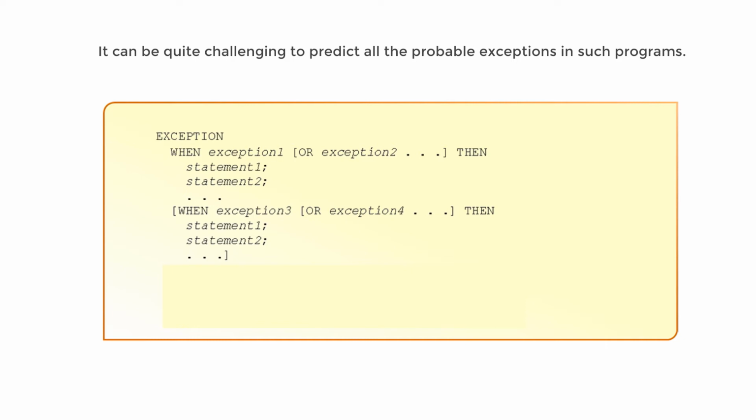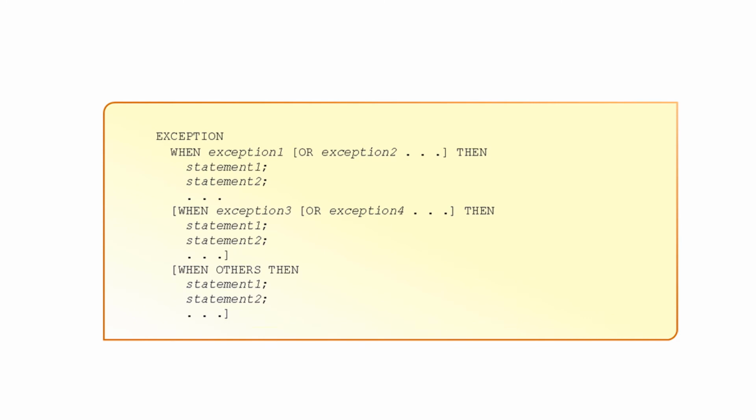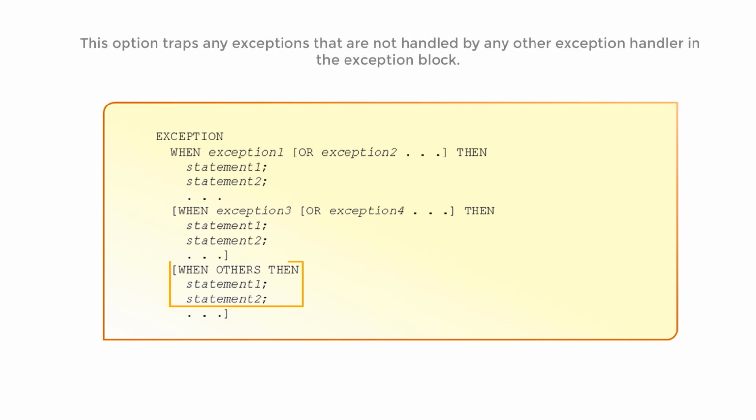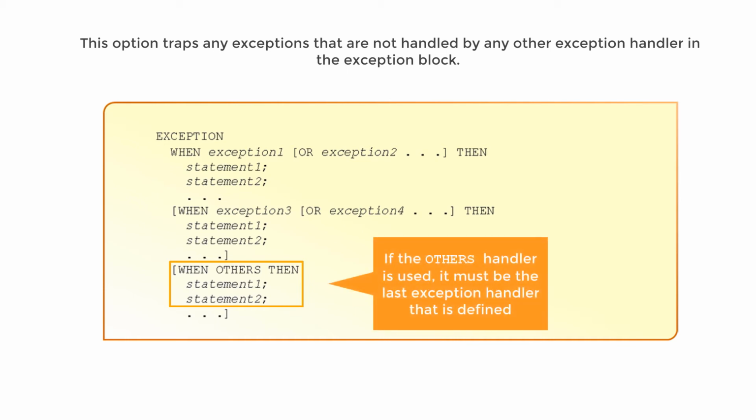To address this, PL/SQL allows you to include a generic exception handler called the others handler as the last handler in the exception section. This option traps any exception that is not handled by any other exception handler in the exception block. Therefore, if the others handler is used, it must be the last exception handler that is defined.